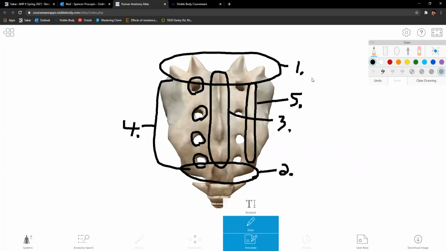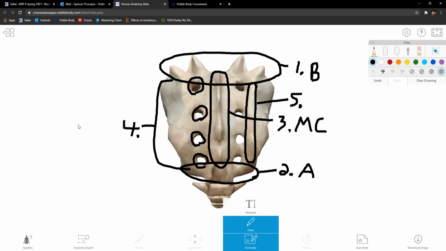Okay, so number one, we're going to be looking at the base. So B for the base sacrum. Then this is the apex on the opposite side, similar to some other bones that we've seen. Number three is going to be your median crest. So median crest runs right down the middle.